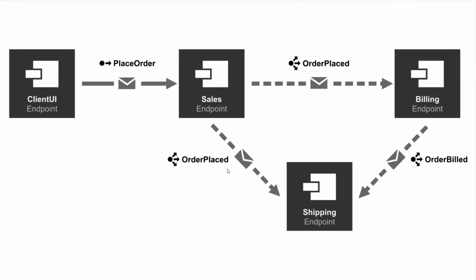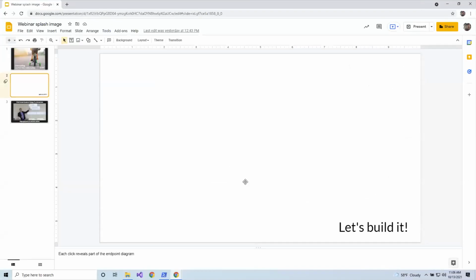And then the shipping endpoint will subscribe to both the order placed and the order billed event. And the interesting thing that the shipping endpoint needs to do is decide when to actually ship the order. So it needs to wait for both the order placed and the order billed event to arrive, which could happen in any order, and then figure out what to do. So we'll see how to do that later. Well, let's get started and let's build it.